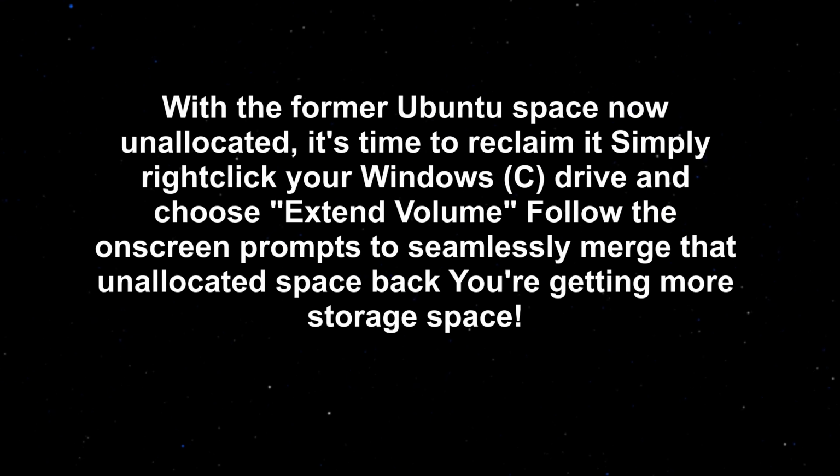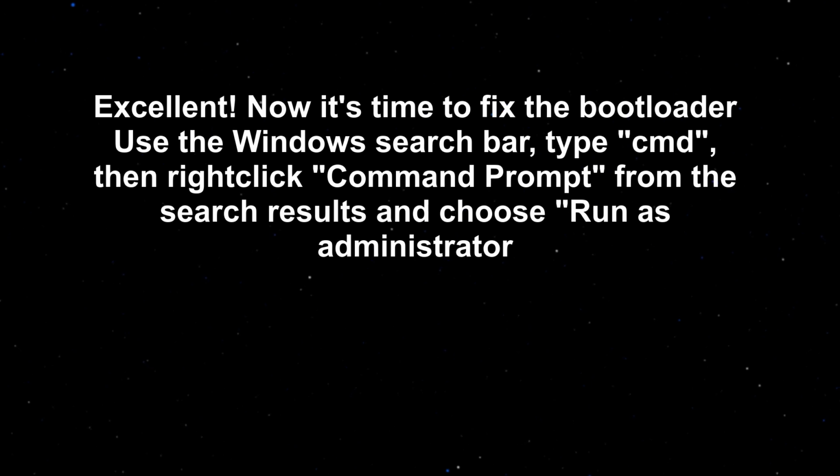With the former Ubuntu space now unallocated, it's time to reclaim it. Simply right-click your Windows C drive and choose Extend Volume. Follow the on-screen prompts to seamlessly merge that unallocated space back. You're getting more storage space. Excellent. Now it's time to fix the bootloader.